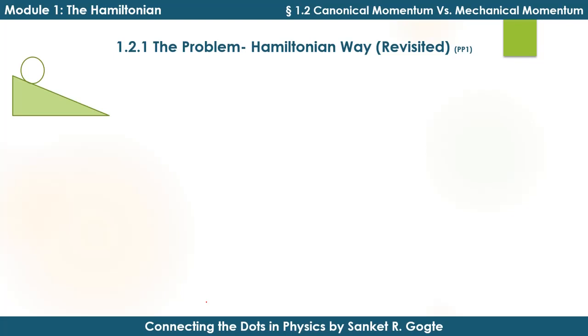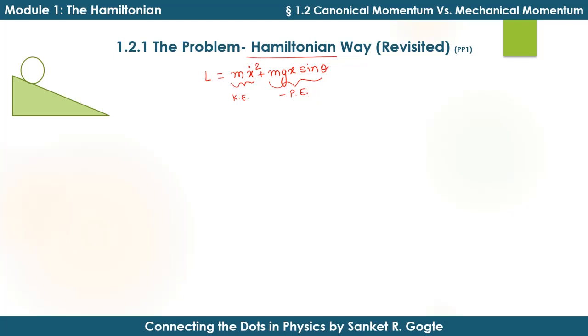So this is the problem again, which we have to solve using the Hamiltonian now. Where do we start? We start with the Lagrangian. The Lagrangian of the system is m x dot square plus m g x sine theta. This here is the kinetic energy, and this is minus the potential energy. I won't go into the details and calculate this kinetic energy and potential energy. If you have any confusion, you can go back to the previous video and see how we obtained it.